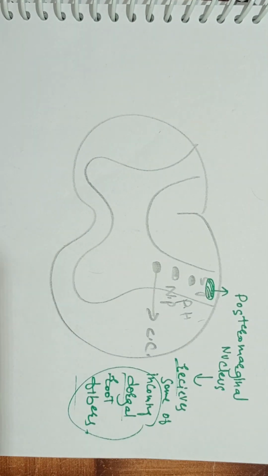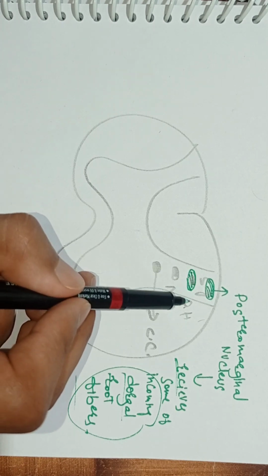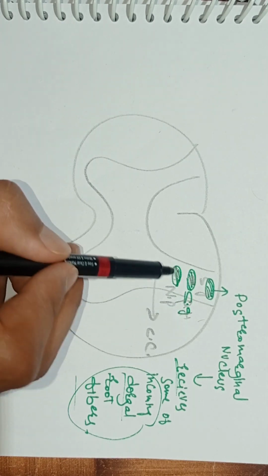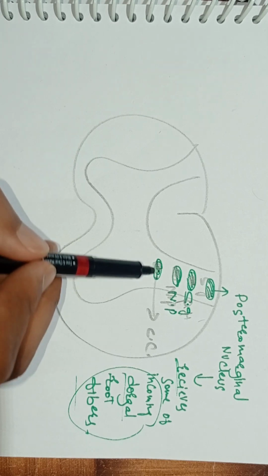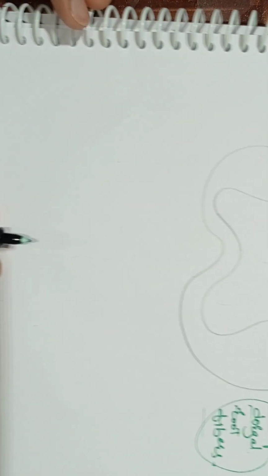Clearly, so we talked about the four nuclei of the posterior horn. Number first, the posterior marginal nucleus. Then we have the substantia gelatinosa. Then the nucleus proprius. Then the Clark's column. Now we talk about the nuclei in the lateral horn of the spinal cord.